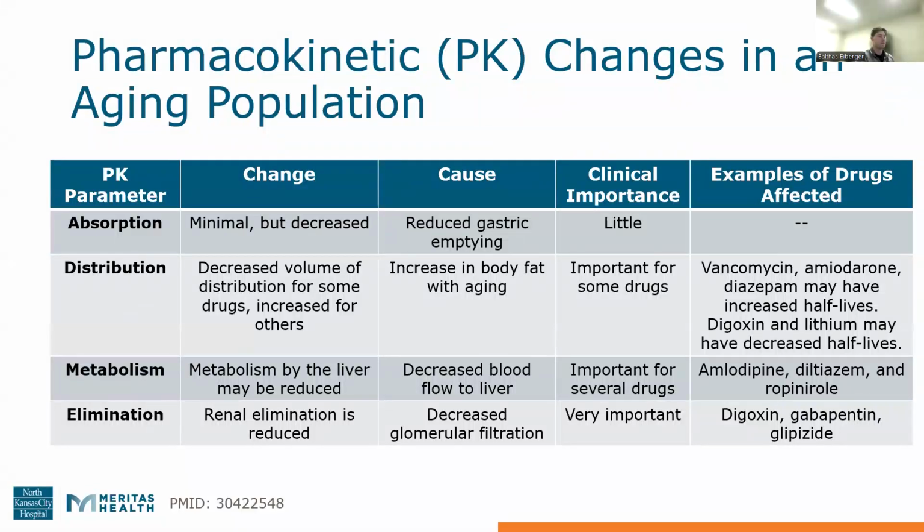And in the hospital, we do a lot of dose adjustments based off of renal function. And again, that's just general blood work that can be done, and we can do a calculation that helps us determine what your kidney function is. So digoxin, gabapentin, and glipizide are just some examples of affected drugs.